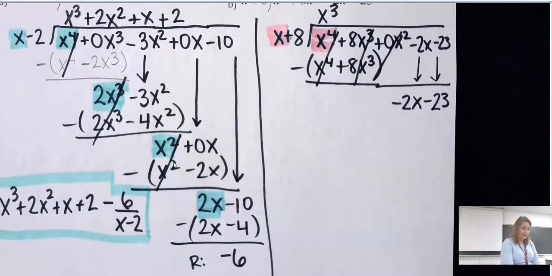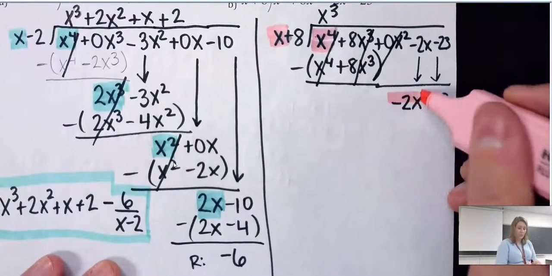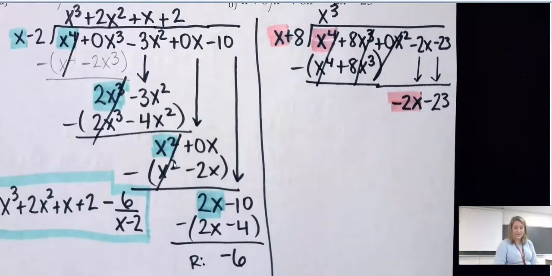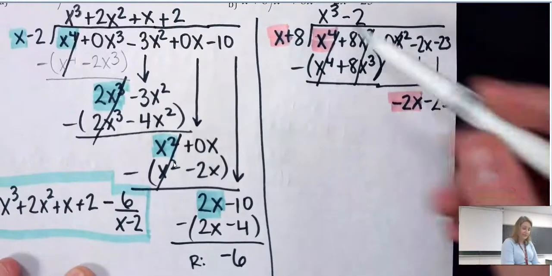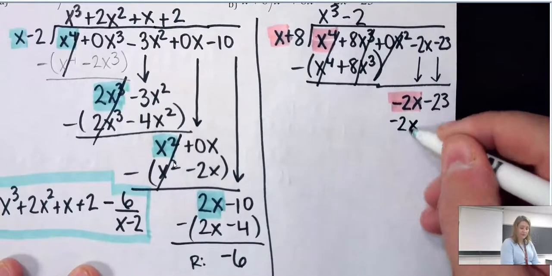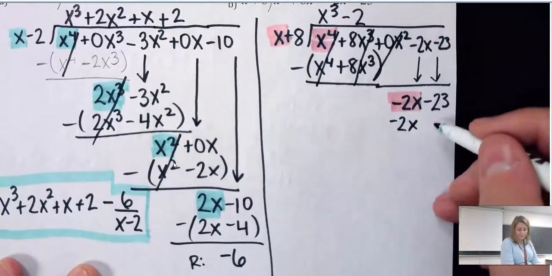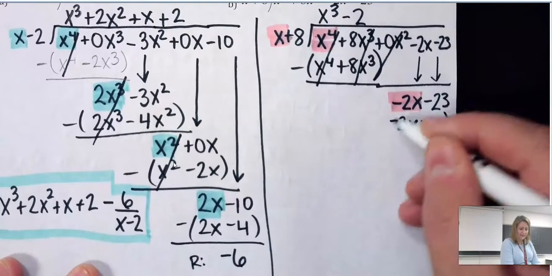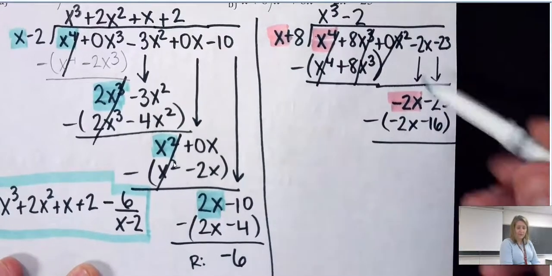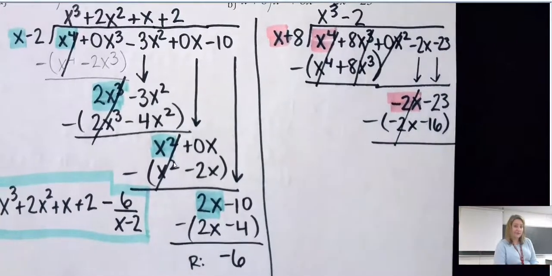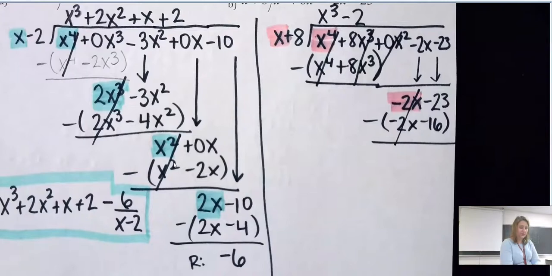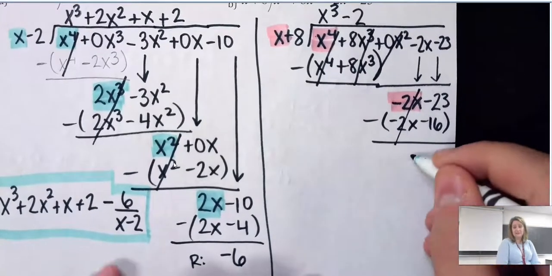So really the next piece would be, what do I need to multiply x by to get negative 2x? This would just be negative 2. Negative 2 times x is negative 2x. Negative 2 times 8 is negative 16. And again, this is going to cancel. Negative 23 minus a negative 16, so it's negative 23 plus 16, which is going to give you negative 7.